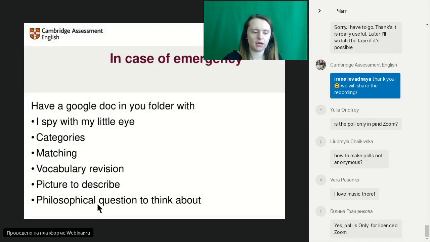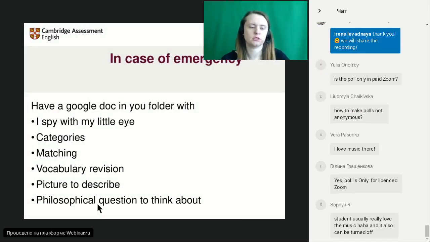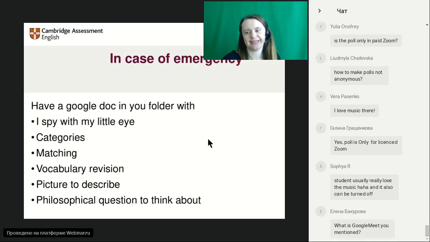Okay. I've already mentioned my Google Docs file, where I have a lot of emergency activities. This is what I have. Okay, everybody loves the music in Kahoot.